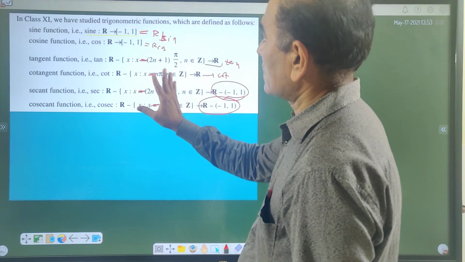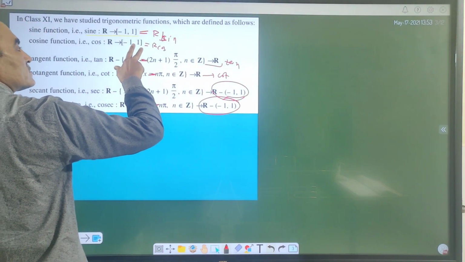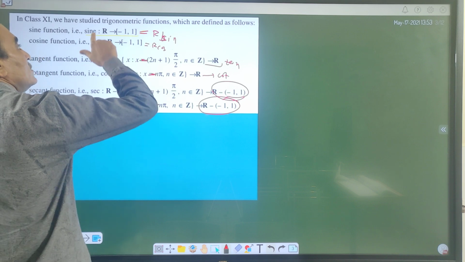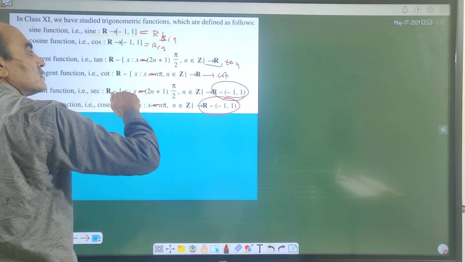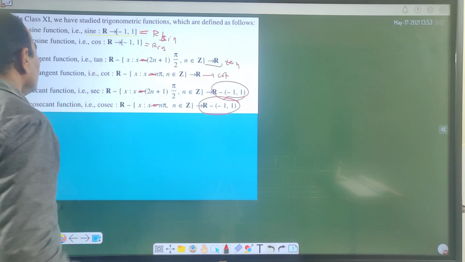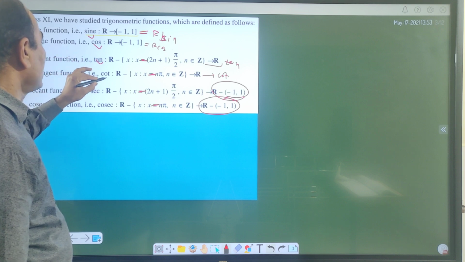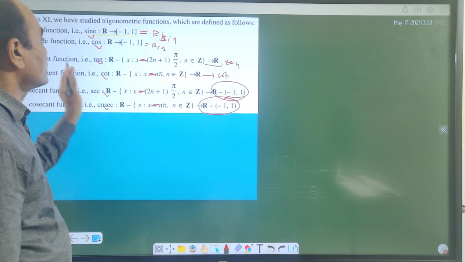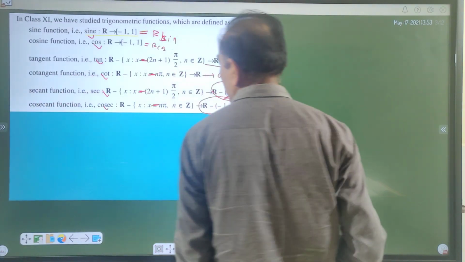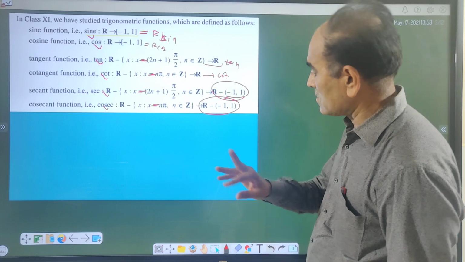Now see, the cosine function from R to the closed interval -1 to 1 is onto but not 1-1. So we need to restrict the domain. In every function we need to restrict the domain. We know that all these are trigonometric functions: sine, cos, tan, cot, sec and cosec. Clear? Now with the help of a graph, we are going to show where it is 1-1 and onto.